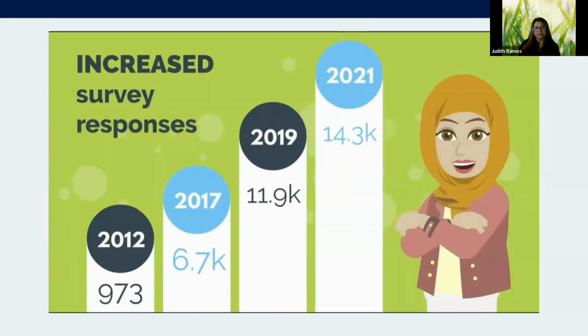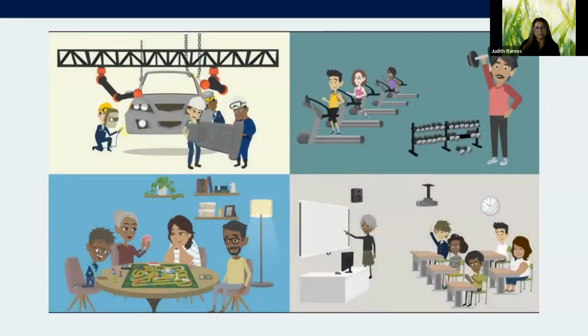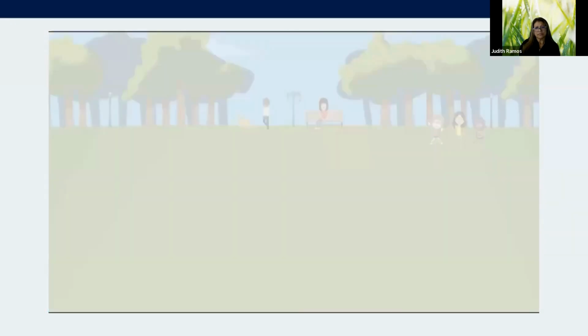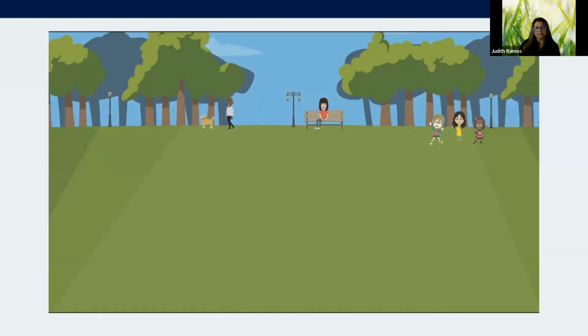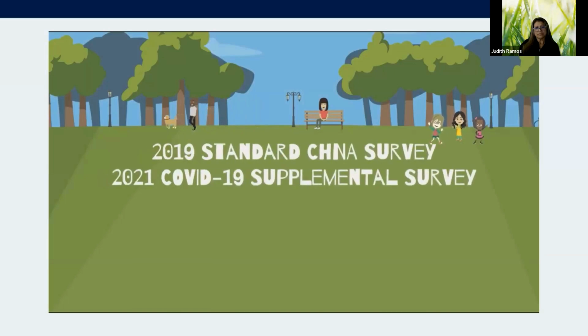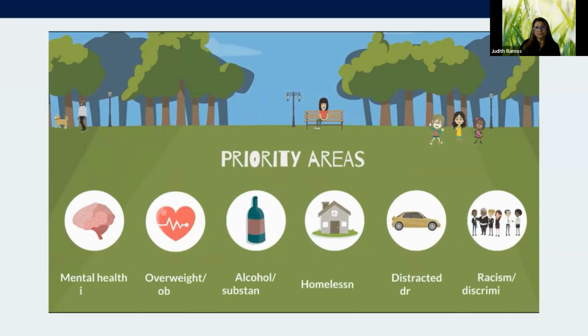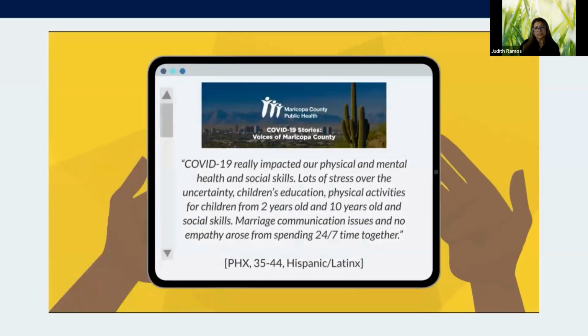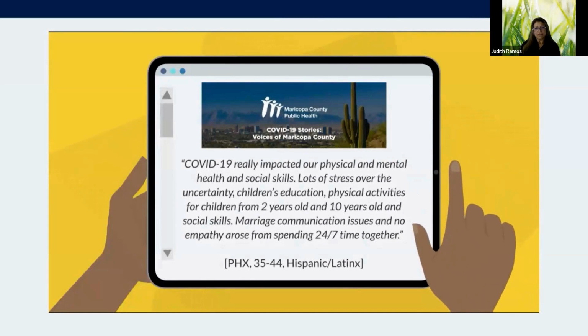By working with community partners, we have increased the level of resident input we collect over the last 10 years. When more residents reflecting the diversity of Maricopa County take the survey, we can better identify and address the issues that people in our community care the most about. What has CHNA data shown us so far? For the last CHNA, we conducted 2 community surveys, one standard survey in 2019 and a supplemental survey in 2021 about the impacts of the COVID-19 pandemic. Across these 2 surveys, the community identified the following priority areas. These top priority areas also emerged in stories shared by the community. Here's one story shared by a community member regarding their physical and mental health impact.